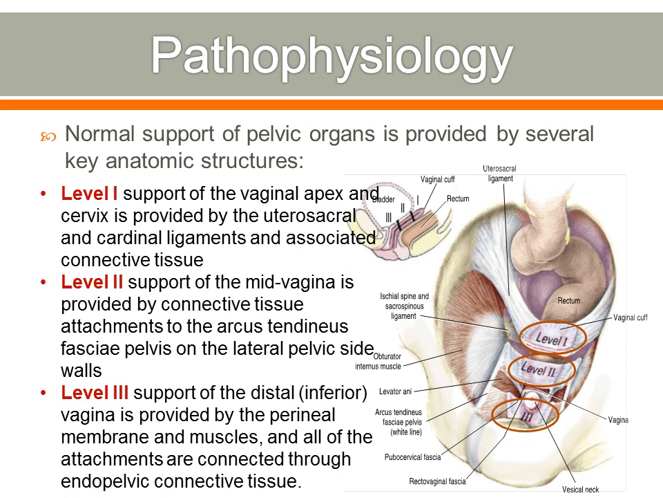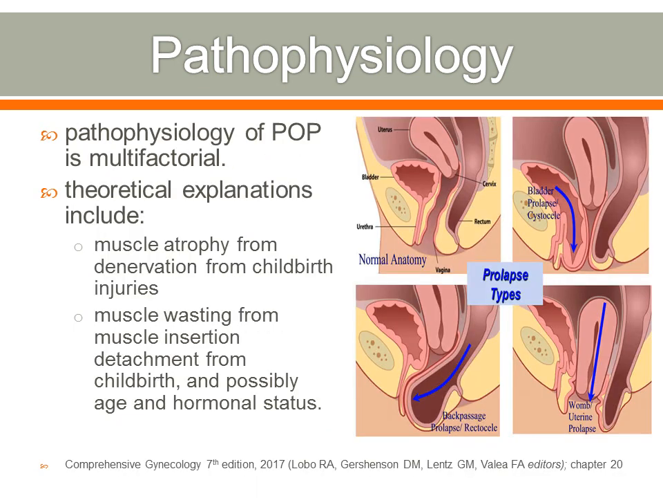Now, if there is a failure of support of the pelvic organs in any of these levels or a combination of these levels, then that's when pelvic organ prolapse occurs. The pathophysiology of pelvic organ prolapse is multifactorial. Theoretical explanations include the following: muscle atrophy from denervation from childbirth injuries, muscle wasting from muscle insertion detachment from childbirth, and possibly age and hormonal status.